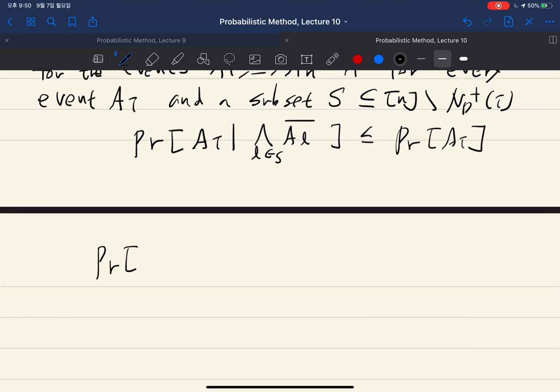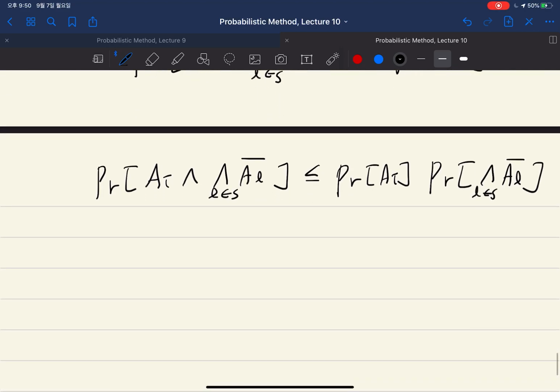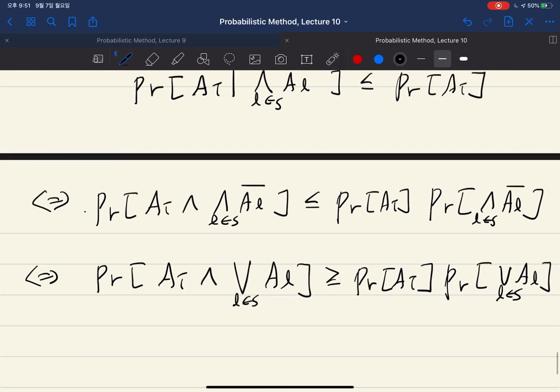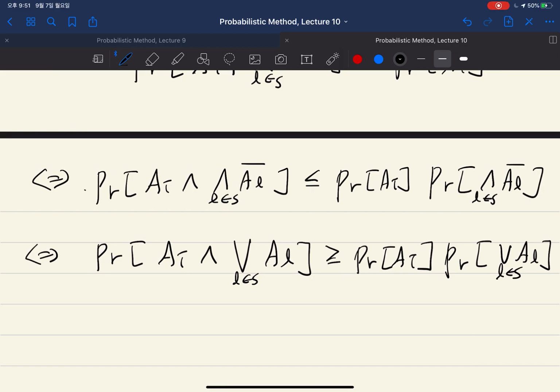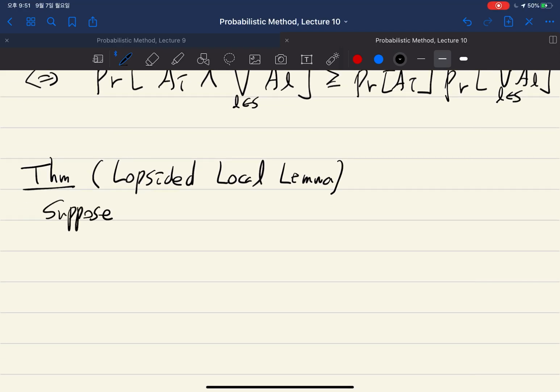Or equivalently, you can write that in this manner, or we can even write that in this way. These are all equivalent. So one of these can be used as the definition. Then, as the proof for the local lemma works exactly with this assumption, the same proof actually yields this.